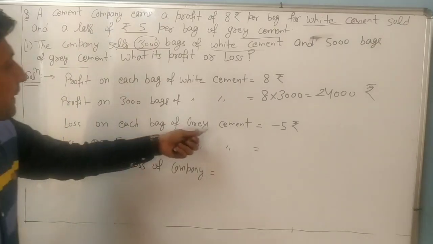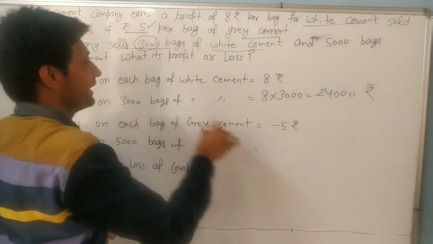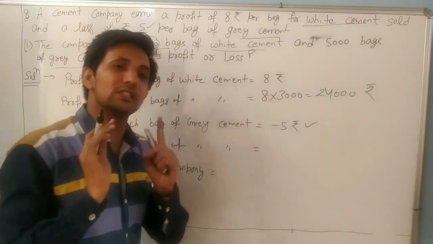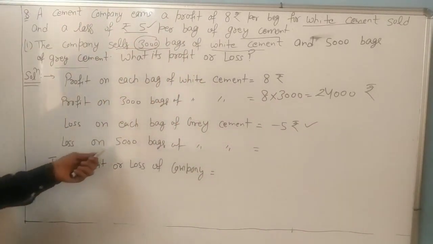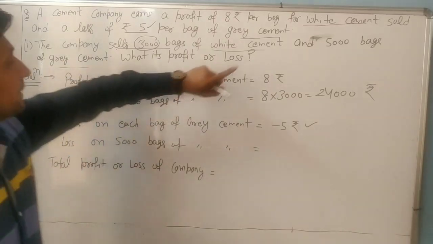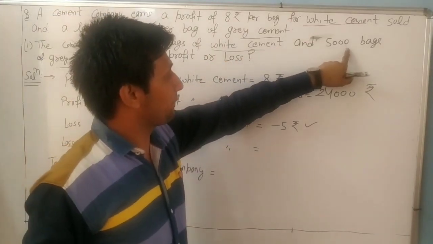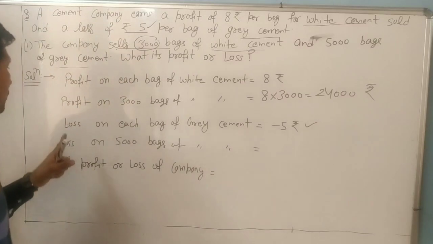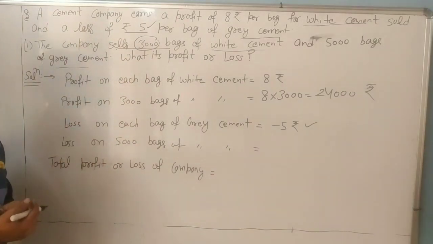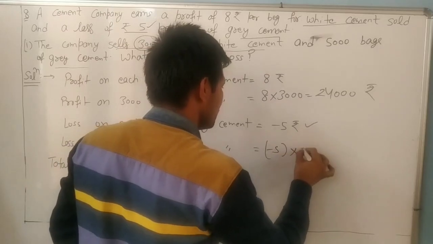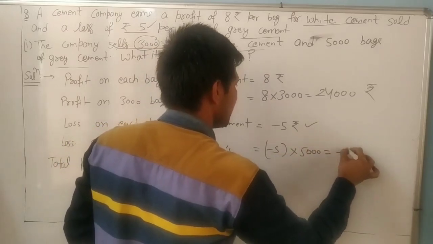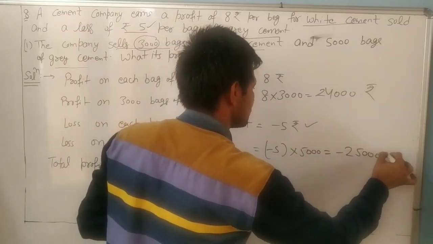Same as it is. Loss on each bag of grey cement is minus 5 rupees, because loss is always in minus. I already told you in integers. Okay. Loss on how much? Bags sold by the company of grey: 5,000. So loss on 5,000 bags of grey, minus 5, dear, into 5,000. So it is this one.